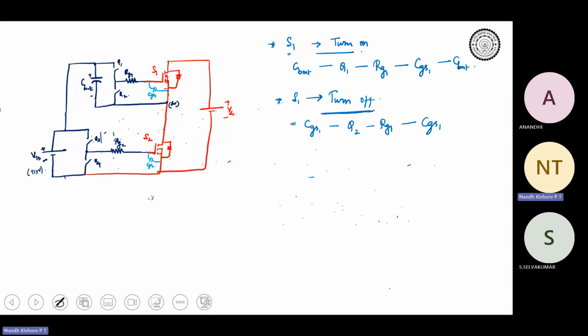Look at the circuit. When S1 is off, obviously S2 is on. So this is implied. When S1 is off, S2 is on. So can you tell me the path for C boot to charge up? Think from VDD. C boot should somehow charge up to VDD. So you start from here and tell me how C boot will charge up. The path, just the path.